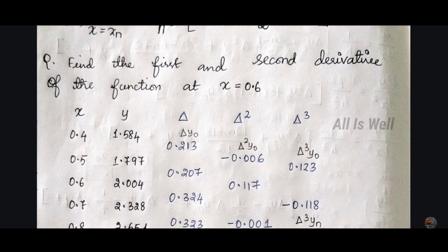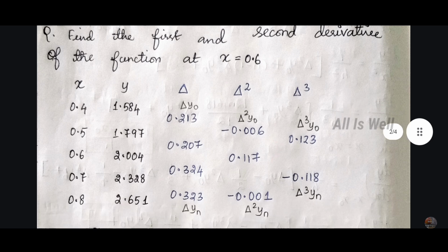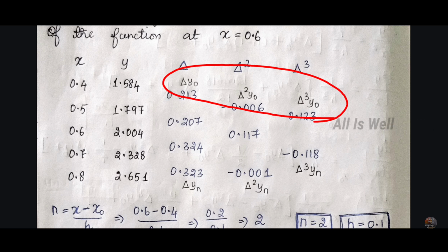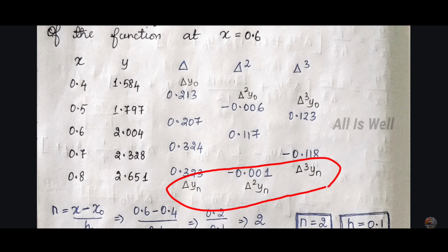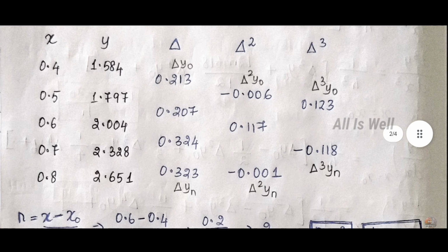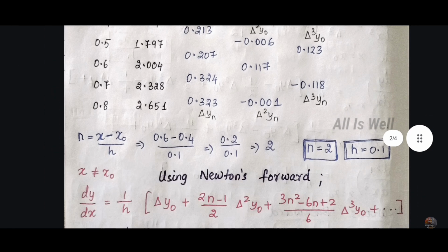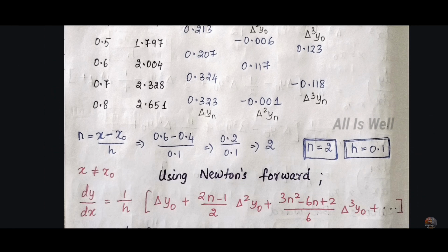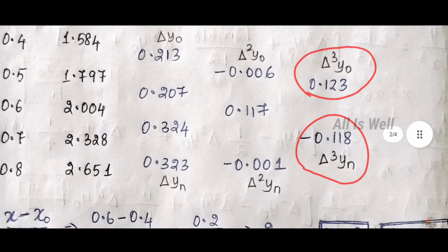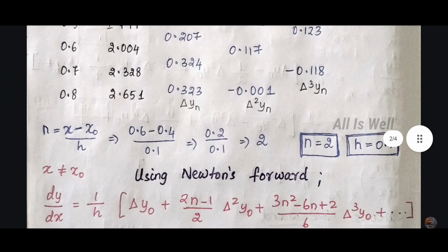The first values of the del table are termed as del y naught, del square y naught and del cube y naught. Whereas the last values of the del table are termed as del yn, del square yn and del cube yn. Y naught values are used for Newton's forward and yn values are used for Newton's backward. Unlike interpolation, we get two values for del cube. Del cube y naught should be used for Newton's forward and del cube yn should be used for Newton's backward.